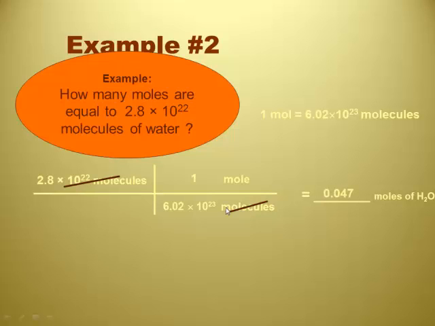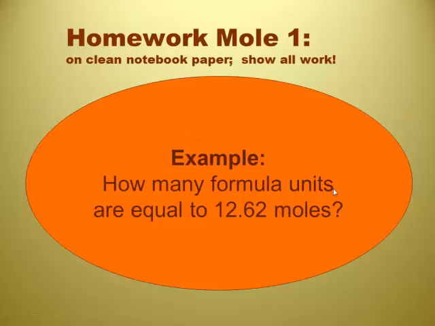And there we go: 0.047. Two sig figs, just like the 2.8 times 10 to the 22nd. Once again, two sig figs in this number. Infinity over here, and infinity over here, so undefined, as you say. So we want 2 over here also. Okay, simple enough.